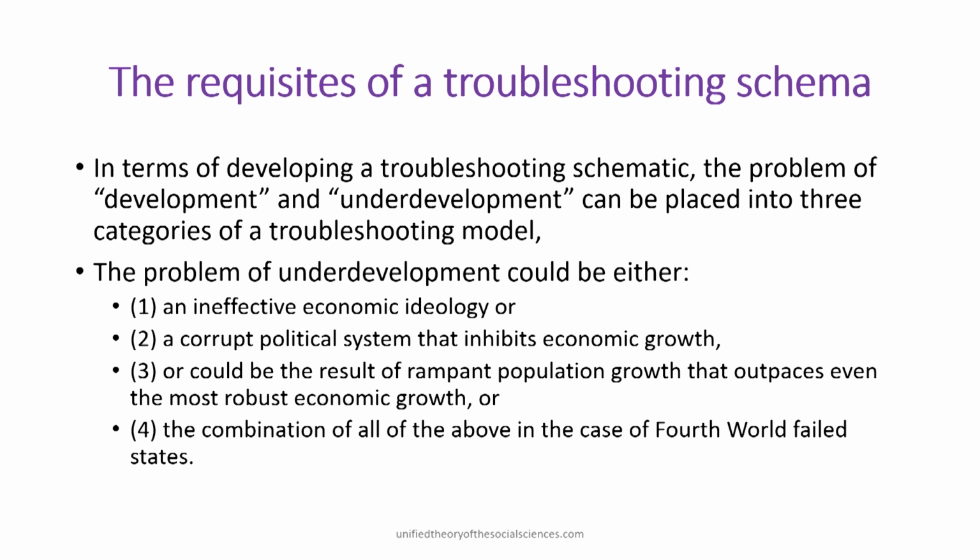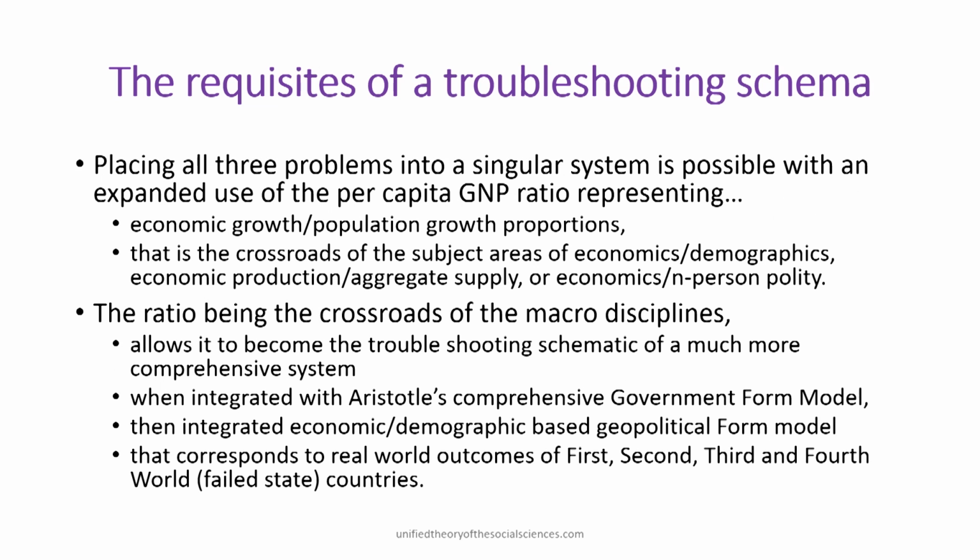In terms of developing a troubleshooting schematic, the problem of development and underdevelopment can be placed in the three categories of the troubleshooting model. The problem of underdevelopment could either be an ineffective economic ideology, a corrupt political system that inhibits economic growth, or the result of rampant population growth that outpaces even the most robust economic growth, or it could be a combination of all of the above.